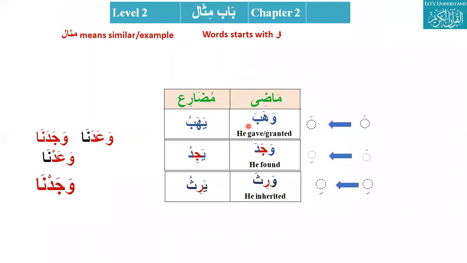What is the first case? Wahaba, yahabu, fatha. The second letter is fatha. Second is wajada, yajidu: fatha, kasra. And third is warisa, yarisu: kasra, kasra. In Arabic, harakat: fatha is zabar, kasra is zair, and damma is pesh. So fatha, fatha, fatha; kasra, kasra, kasra. And this is the third case there.